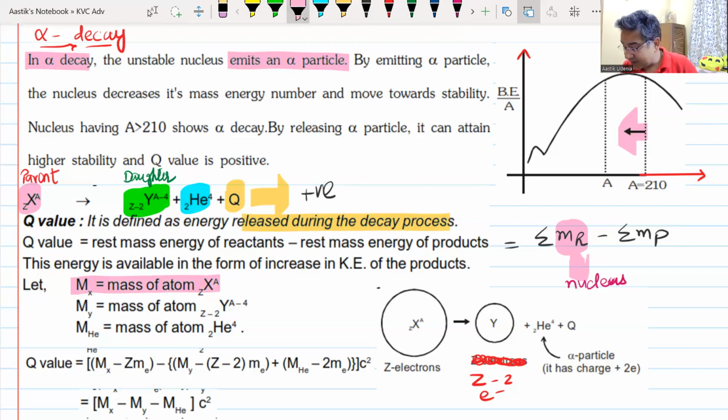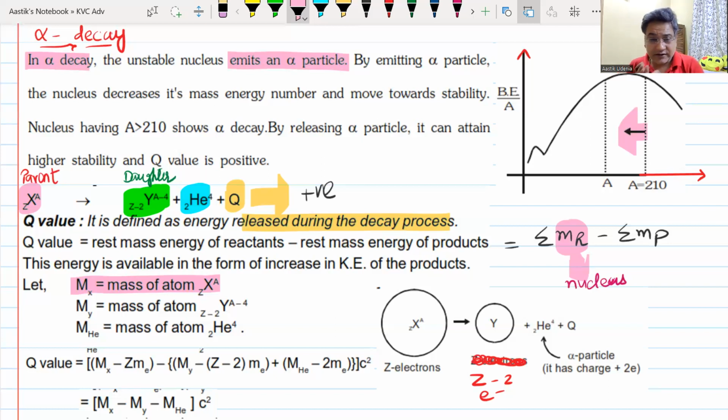Now when you have the mass of the atom, it also includes the mass of the electrons inside it, and therefore you have to subtract the mass of the electrons from the mass of the atom to get the mass of the nucleus. Here the daughter nucleus will have mass number 4 less than the original one, and atomic number 2 less than the original parent nucleus. The Q value will be the mass of the nucleus of the reactants minus the mass of the nucleus of the products, multiplied by 931 or c squared.